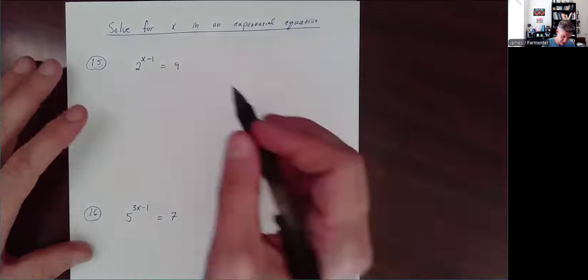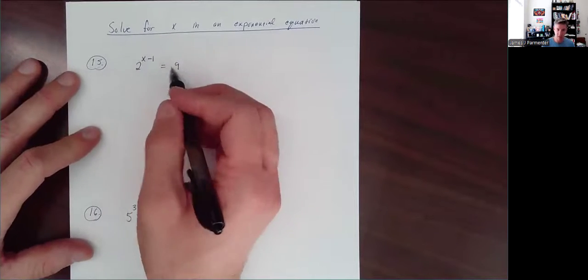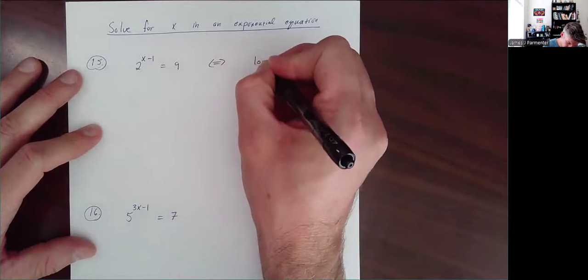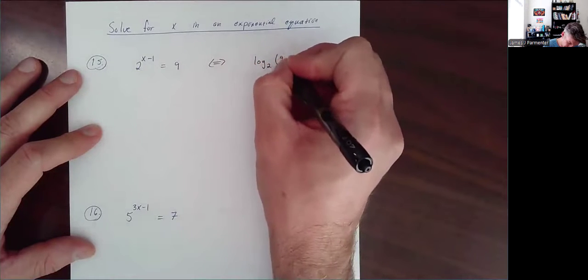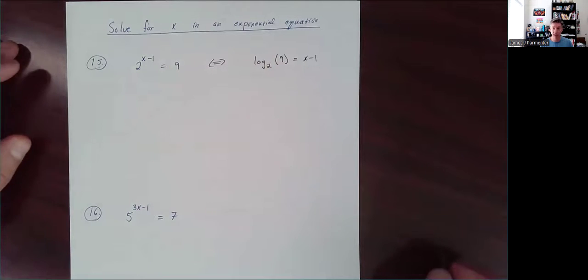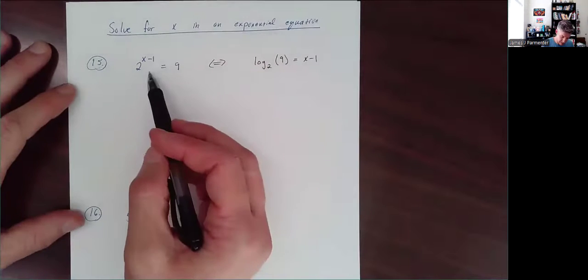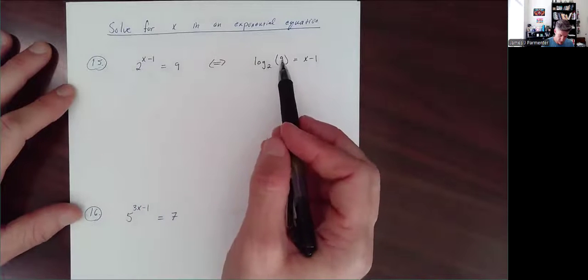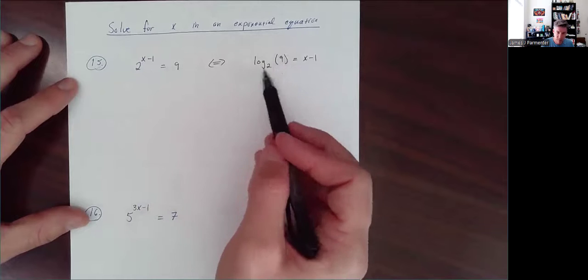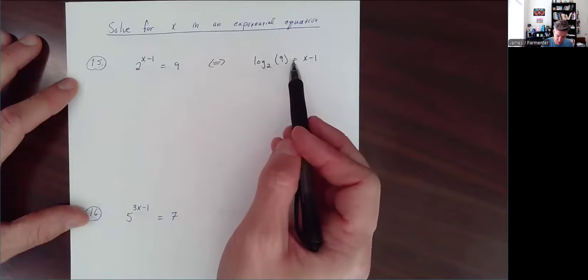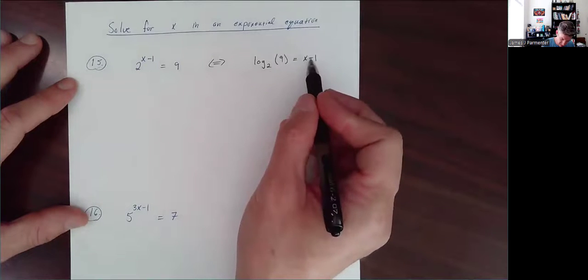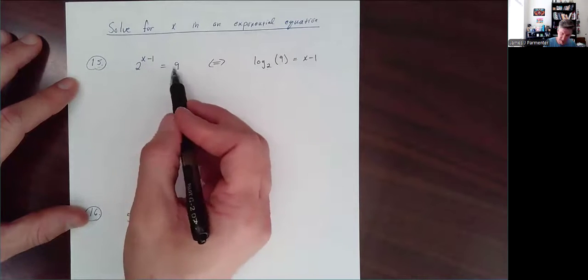So here I have the base of 2 raised to the x minus 1 equals 9. I'm going to rewrite this as log base 2 of 9 equal to x minus 1. Whenever you're rewriting an exponential equation as a logarithmic equation, the base here and the base here should be the same. And the logarithm, the log base 2 of whatever, should be equal to whatever the exponent is here. So 2 to the x minus 1 should equal 9. So those are the same.